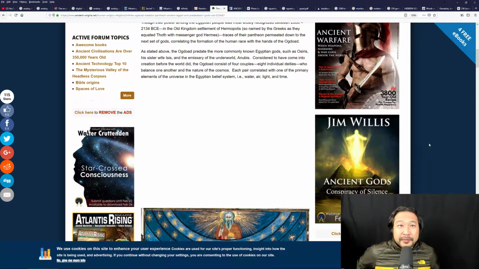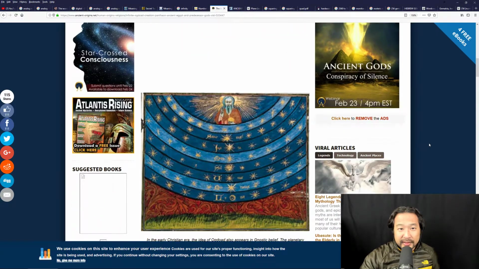Okay. As stated above, the Ogdoad predate the more commonly known Egyptian gods such as Osiris, his sister wife Isis, and the emissary of the underworld Anubis. Considered to have come into creation before the world did, the Ogdoad consists of 4 couples, 8 individual deities who balance one another in the nature of the cosmos. Each pair correlated with one of the primary elements of the universe in the Egyptian belief system. Examples are water, air, light, and time.